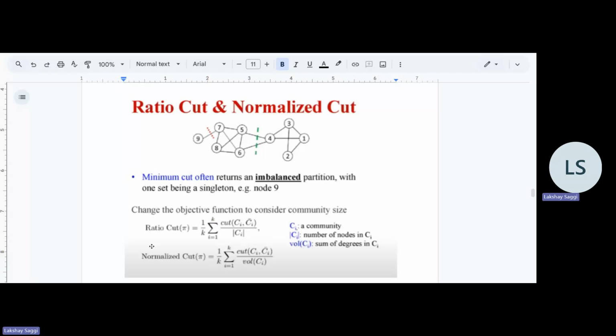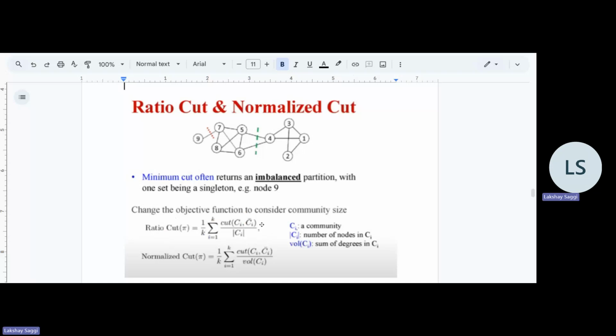Then this is what is called a ratio cut. Suppose we are dividing a graph into some small k number of subsets, and we want to call these communities. How do you define a mathematical metric to measure the quality of this community in the ratio cut setting? We just say it's 1 over k, summation i equals 1 to k, the size of the cut from Ci to Ci bar. Maybe just the number of outgoing edges from this partition Ci divided by the size of Ci. So this is what is called ratio cut.